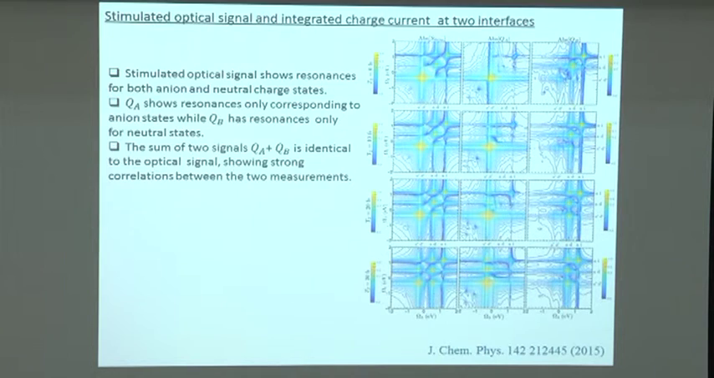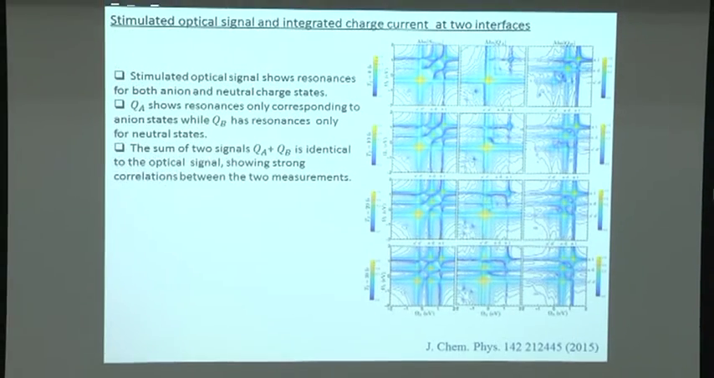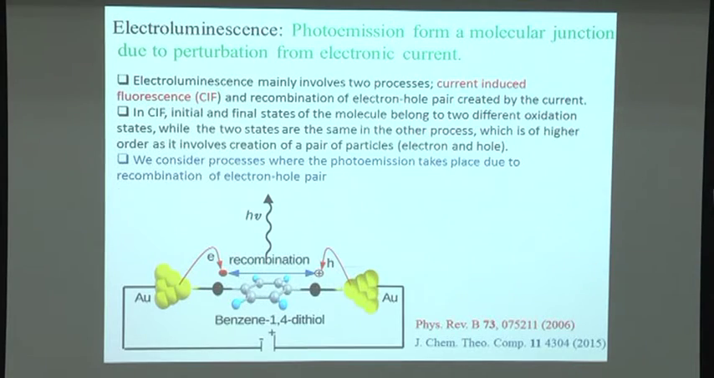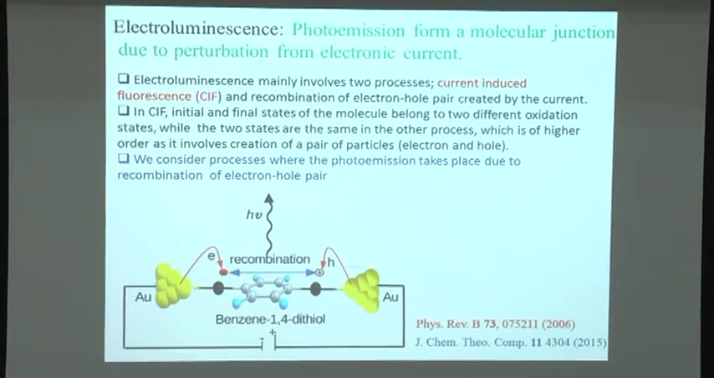You have to have information about the anion, and yes. No, it doesn't. That's why you have signal from the anion and the neutral both. It can stimulate the signal from the anion as well as from the neutral if it finds proper resonance in both states. Yeah. Okay.